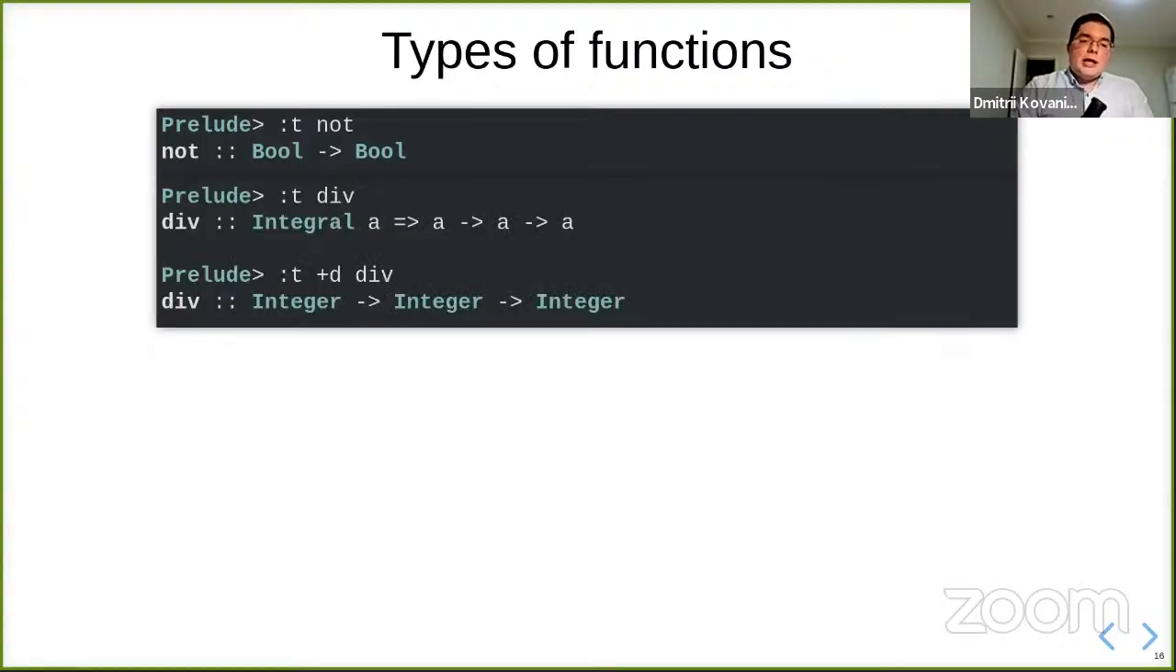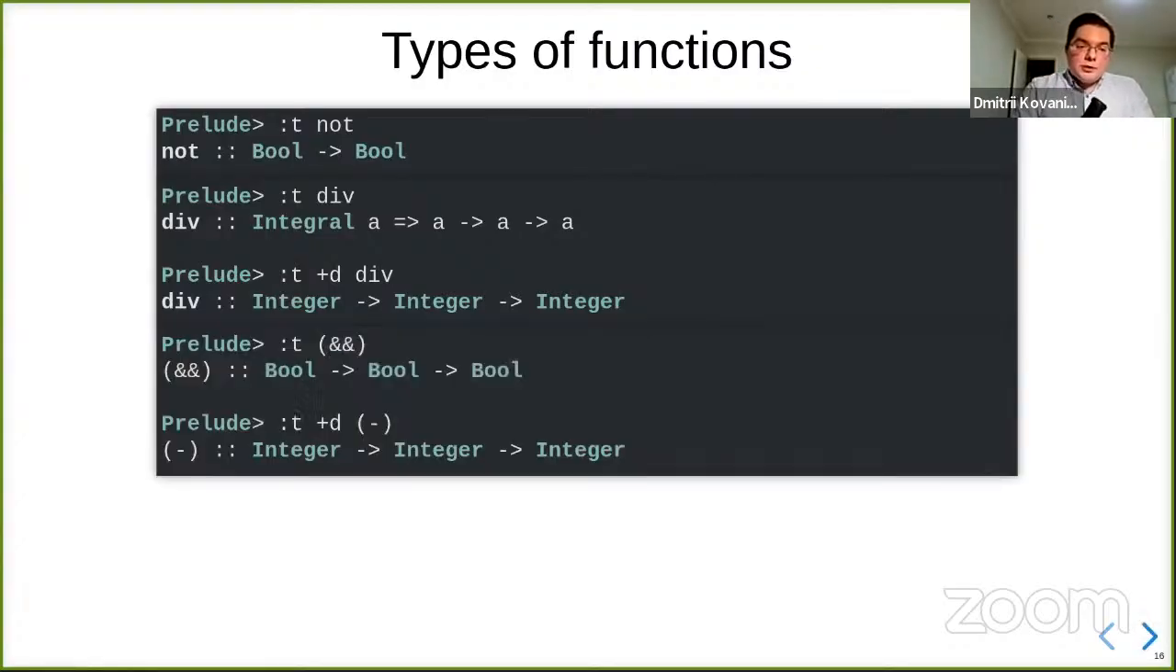And if we inspect the type of div, again, it will have these variables, lowercase letters. If you see this, you can try to add the plus D option and check if the new type will make sense. And we see that div is a function that takes two arguments. So it takes an Integer and another Integer, and it returns an Integer. Okay, it makes sense. We just divide two integers and we get another integer. These are the types of functions.